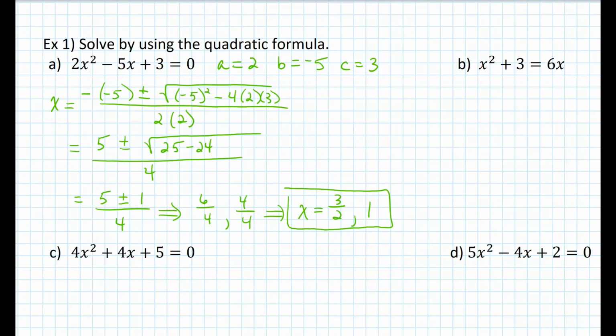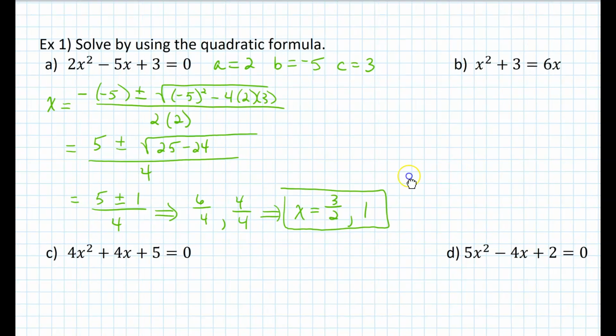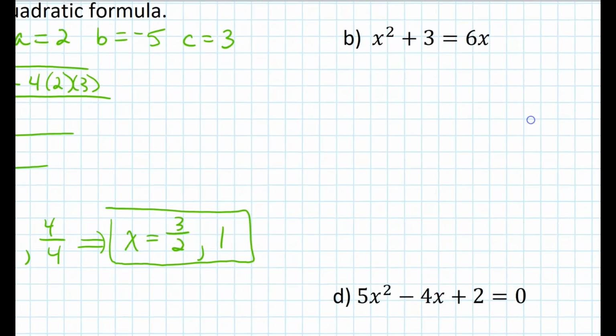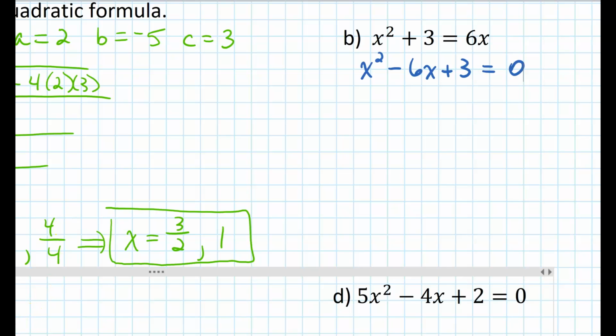So what's the issue with B now? Oh, it's not in standard form. Okay, so the first thing we would have to do is subtract 6x. So we get x squared minus 6x plus 3 equals 0. All right, I'm going to give you guys a minute to do that one, by yourselves.